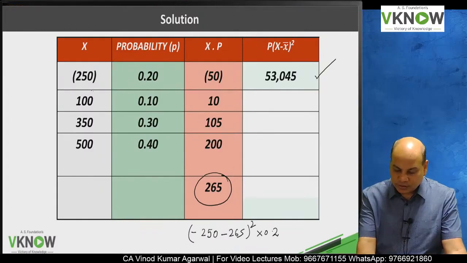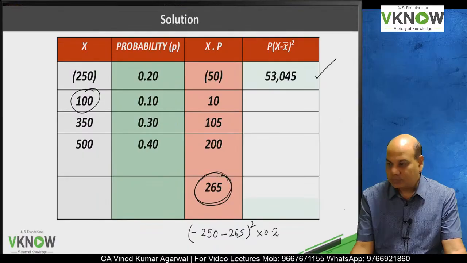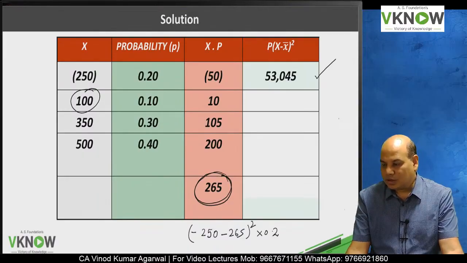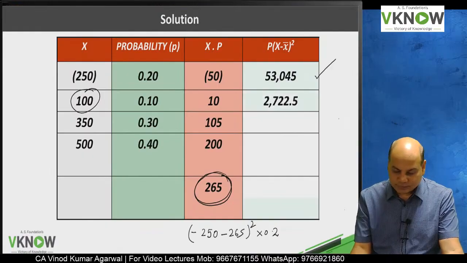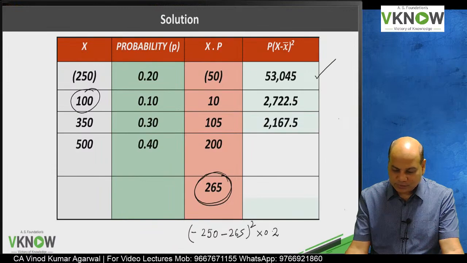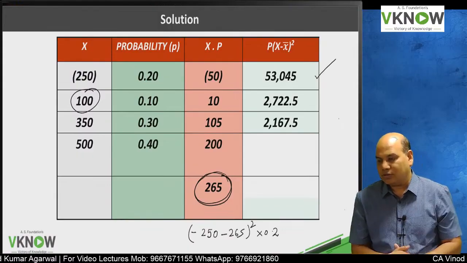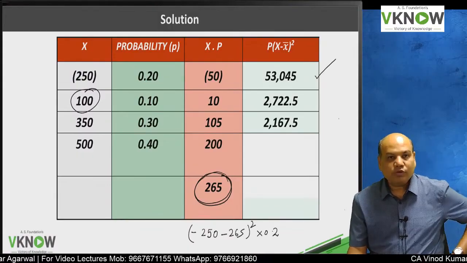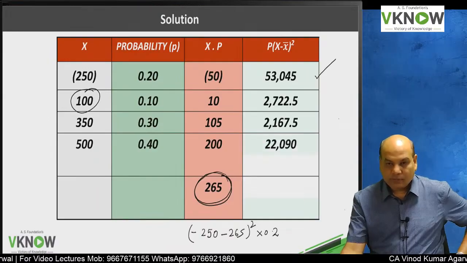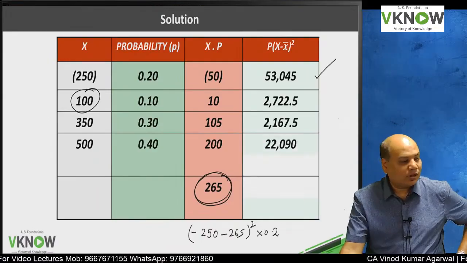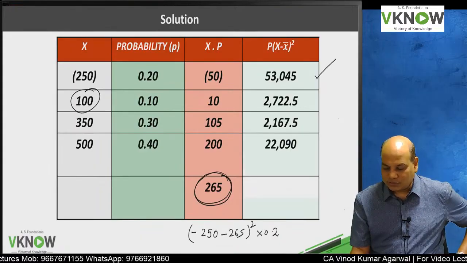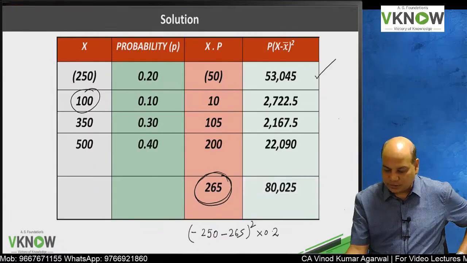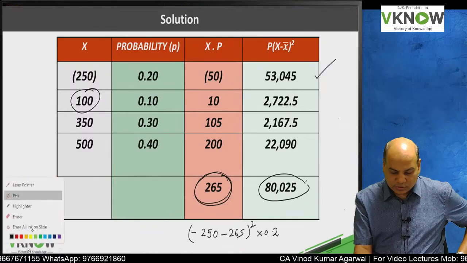Next try. 100 minus 265 into 0.10, 2722.5. Next, 350 minus 265 into 0.3, 2167.5. 500 minus 265 into 0.4, 22,090. Total is 88,025. Please check if it is right.